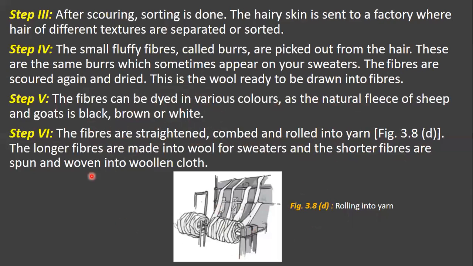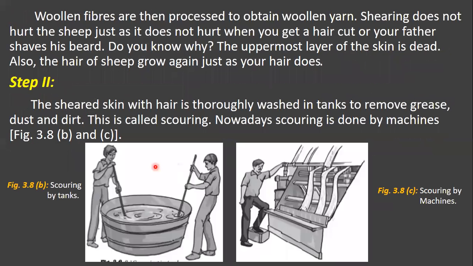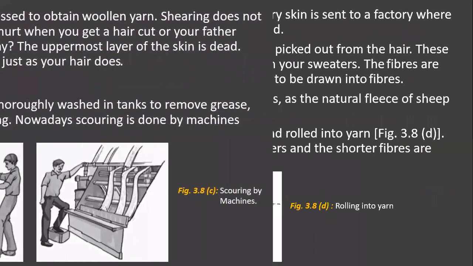And the longer fibers are made into wool for sweaters, and the shorter fibers are spun and woven into woolen cloth. The longer fibers are used for knitting sweaters, and the shorter fibers are spun and woven into the woolen cloth.